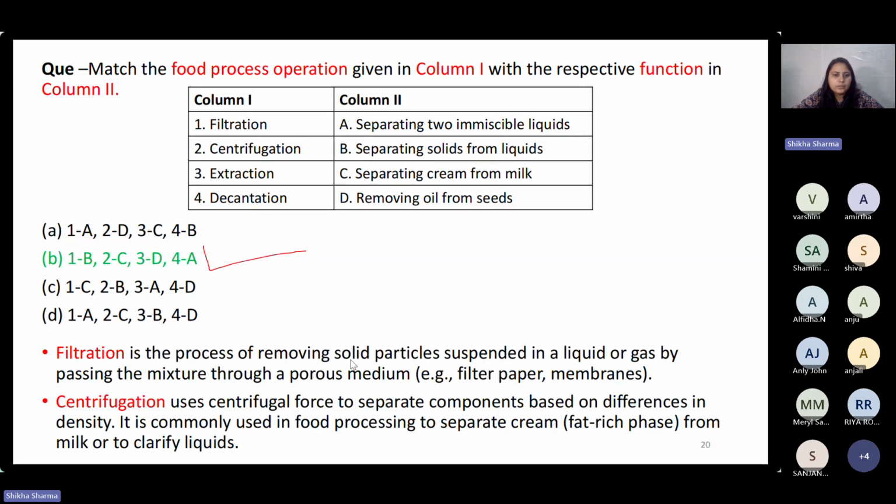So filtration is basically the process of removing solid particles suspended in a liquid or gas by passing the mixture through a porous medium, which is filter paper or a membrane. And then centrifugation, what happens? It uses centrifugal force to separate the components based on the differences in their densities. It is commonly used in food processing for the separation of cream from milk. The fat-rich cream, because it is lighter, will separate from the milk or the milk liquid.